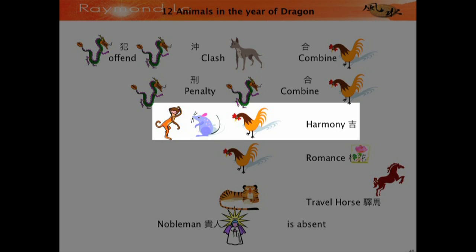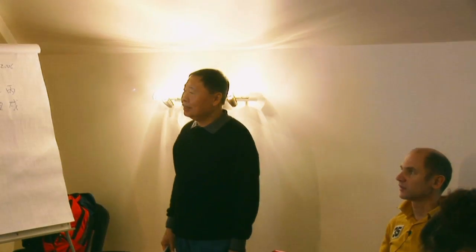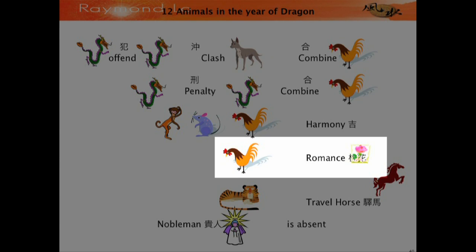And then, what kind of animal next year will be better? Will be the monkey, the rat, and the rooster. Because the rooster combine with the dragon. And the monkey and rat also combine with the dragon. So in the year of the dragon, rooster is considered to be flower of romance.